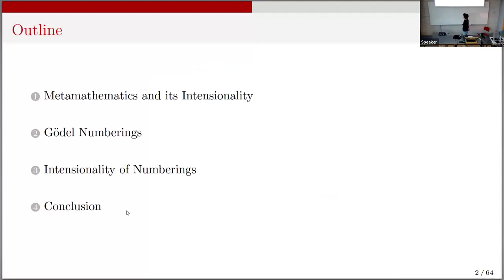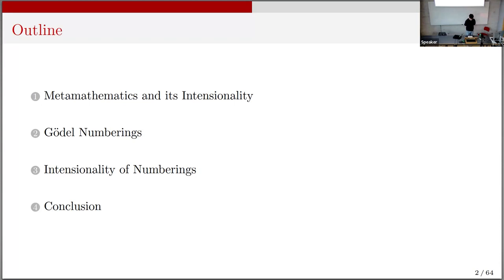So here's the outline of the talk. I will briefly start by introducing some notions that we're going to need, so metamathematics and its intentionality. Then I will briefly go through what a Gödel numbering is and give you a few examples of those. And then I'm going to talk about the intentionality of the numberings, with the aim to try to answer the question, what is a good Gödel numbering?